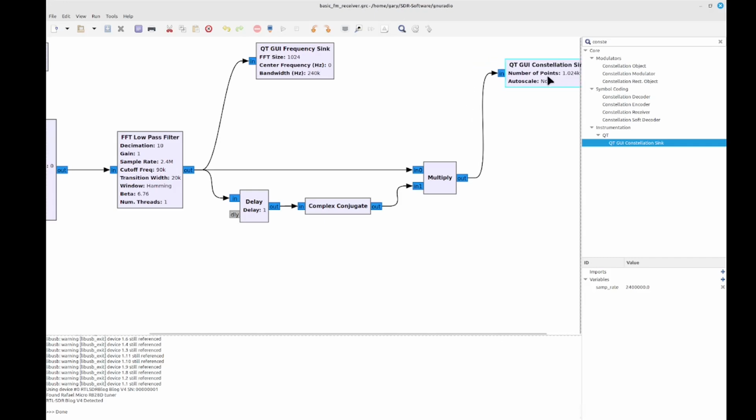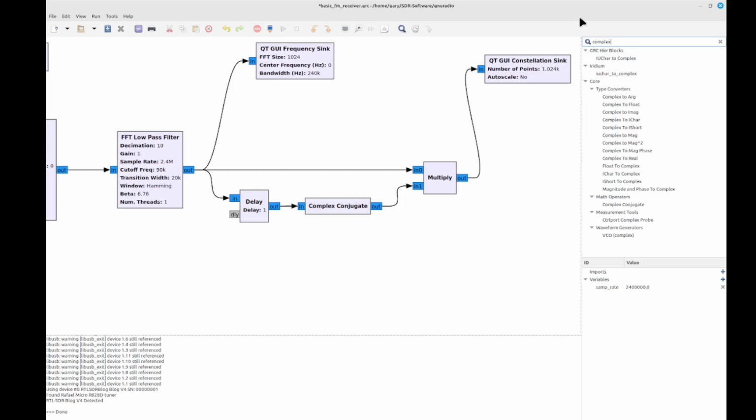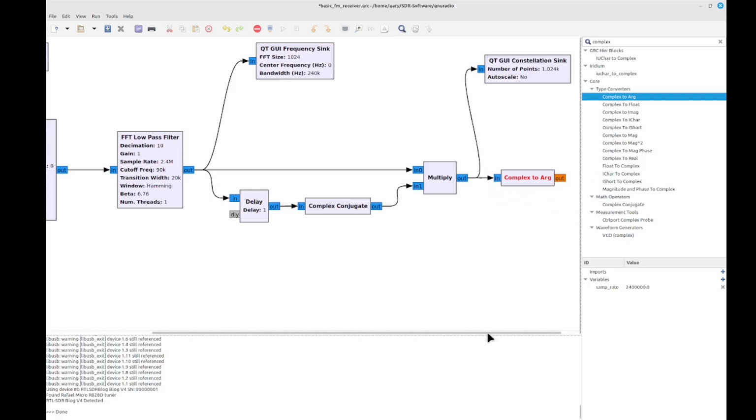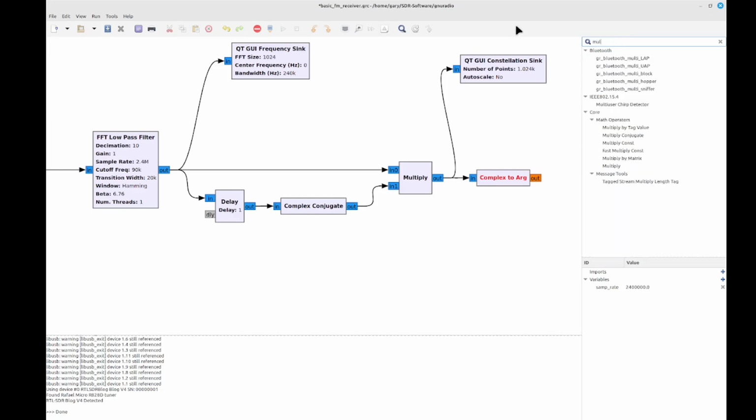The output is still complex, and I want it to be some real value. So I'm going to start by using radians. I'm going to do a complex to arg, or if you like pirates, complex to arg. This will convert it into radians. But ultimately, I really don't want radians either. I want it to be in hertz. In order to do that, I'm going to do a multiply constant in order to just do a units conversion. So let me bring in the multiply constant block.